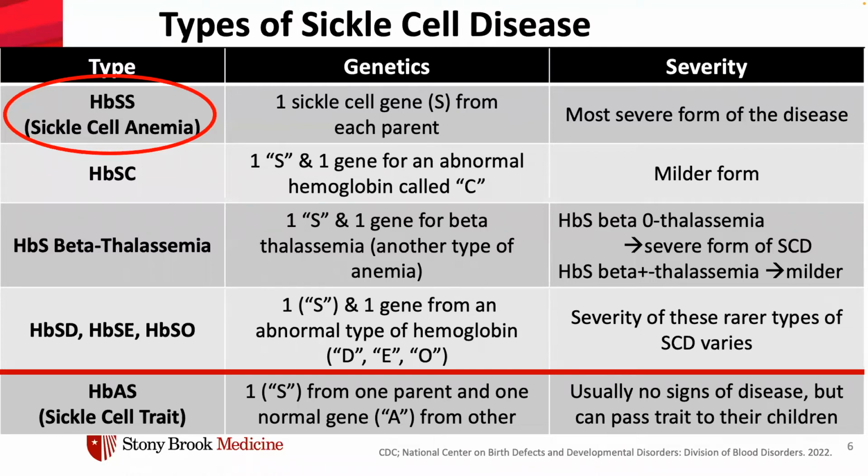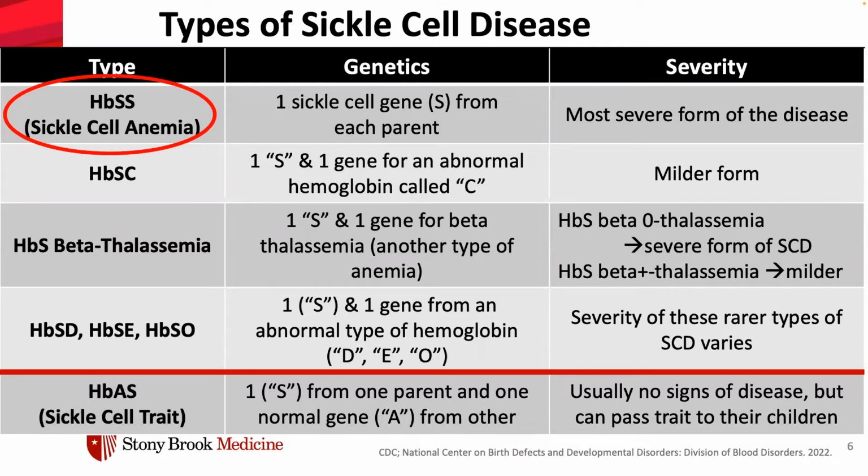So there are different types of sickle cell disease I want to briefly review. We have hemoglobin SS, which is the most common and most severe form of the disease. Hemoglobin SS is an autosomal recessive disease where the person receives one sickle cell gene from each parent in order to get the disease. We also have hemoglobin SC, which is one sickle cell gene, or one S gene, from one parent, and another gene for another abnormal hemoglobin called C. This form is a little bit milder.